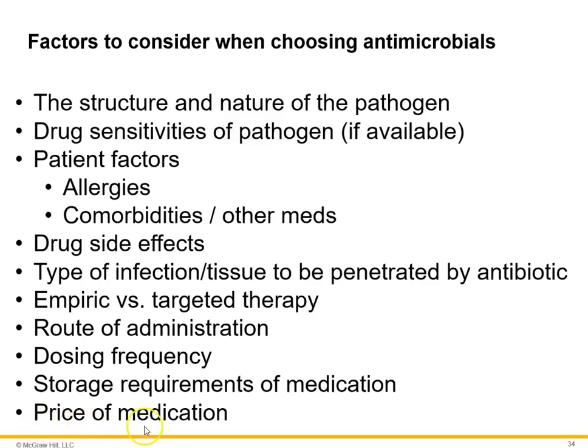Finally, the price of the medicine should be considered. If there is an alternative that does the exact same job and it's cheaper, you should always, for the sake of the patient, prescribe the cheaper medication. For example, the difference between a name brand drug and its generic is negligible. Therefore, unless there's a really good reason not to, prescribing the generic is the better thing to do.